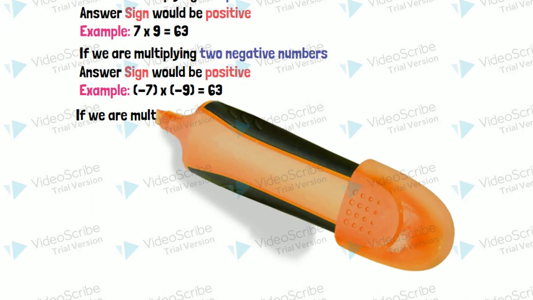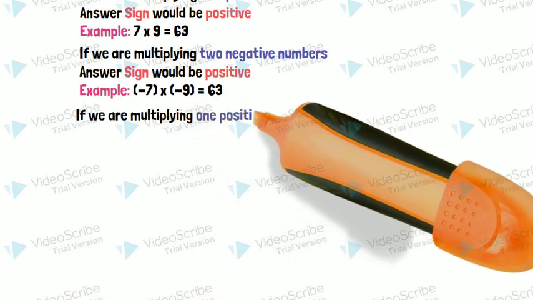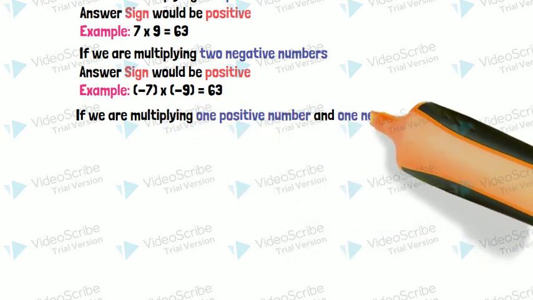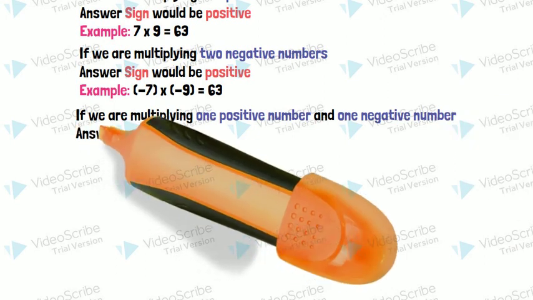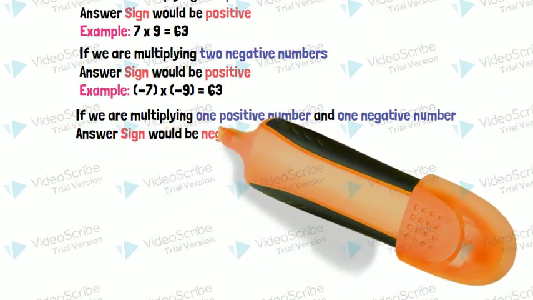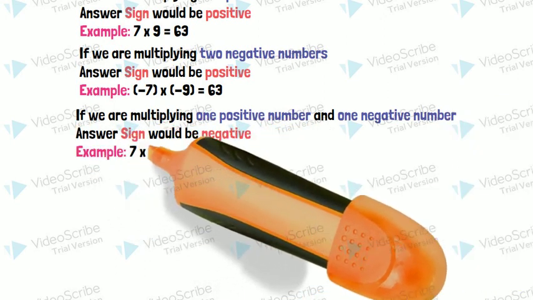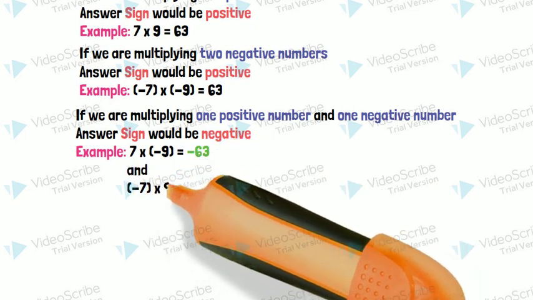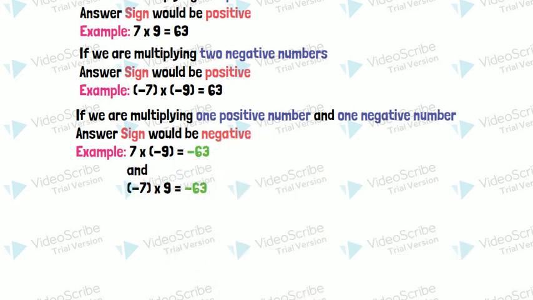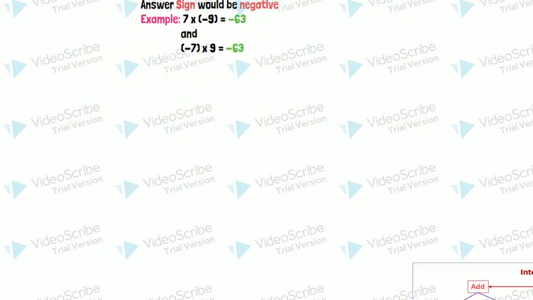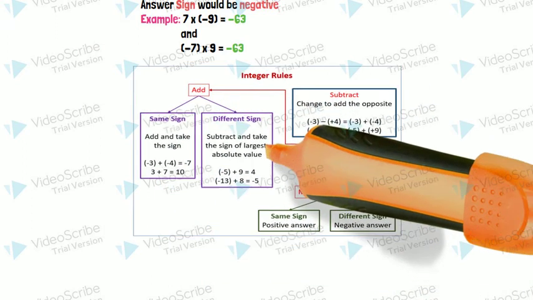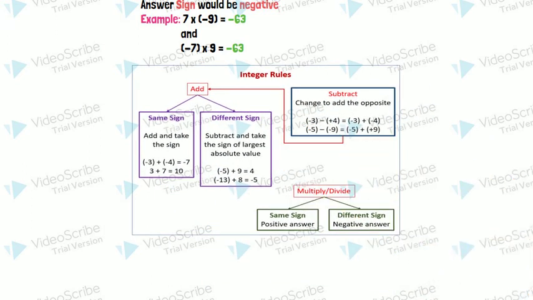Now if we multiply one positive and one negative number, in that case the sign would be negative. You can see the example over here. I'm just going to show you. So I'm just multiplying the number 7 and -9, or -7 and 9. You can see the result would be -63 only, because one of the numbers is positive and other is negative. You can have a look on this chart also.